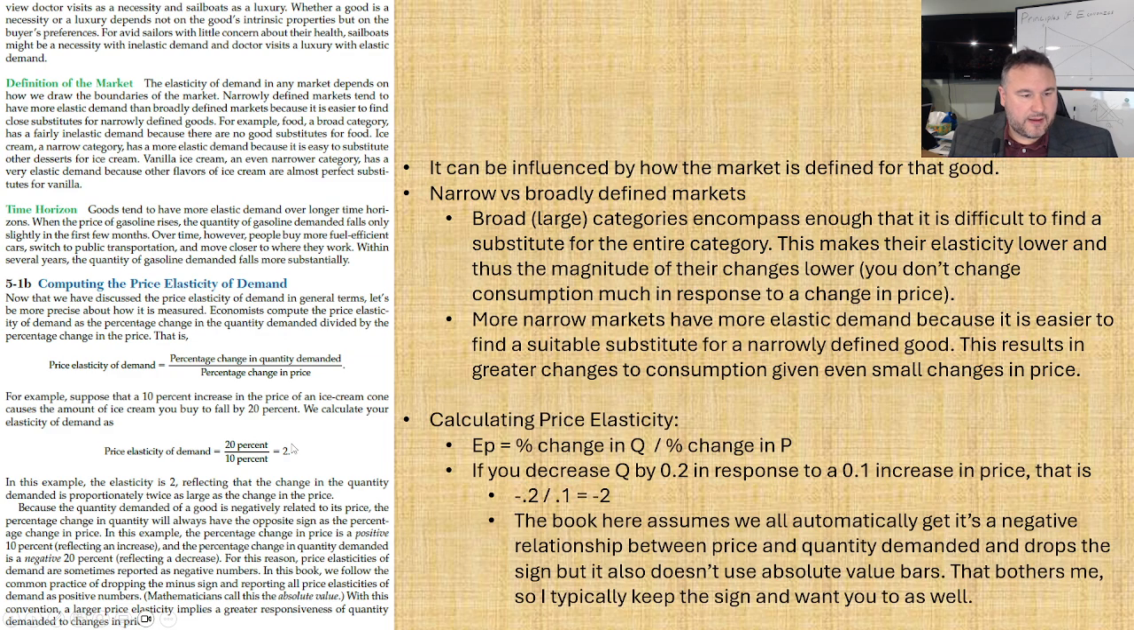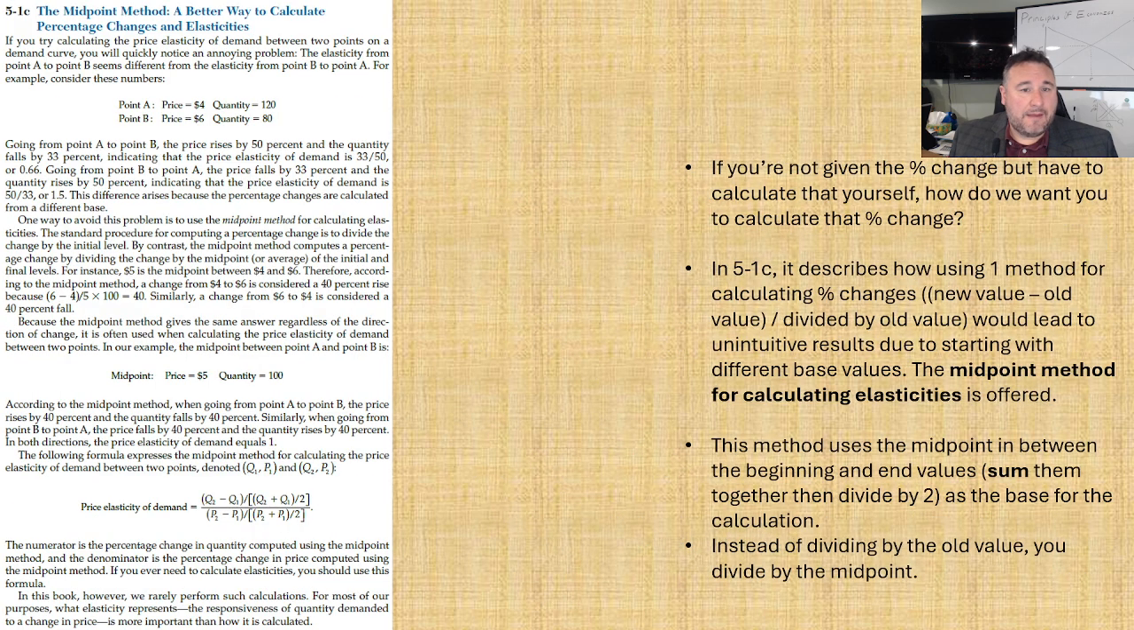Now you'll see in the book it comments that while we assume for normal goods price elasticity is negative, the book drops the sign and doesn't use absolute value bars. Both those facts bother me. So I'm typically going to keep the sign to show that we acknowledge whether the quantity increases or decreases, because that plays into what type of good it is. So I'd like you to keep the sign as well. If you're not given the percentage change, you're going to have to calculate it yourself.